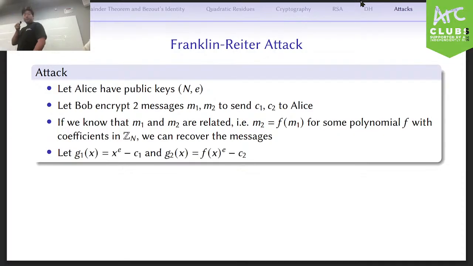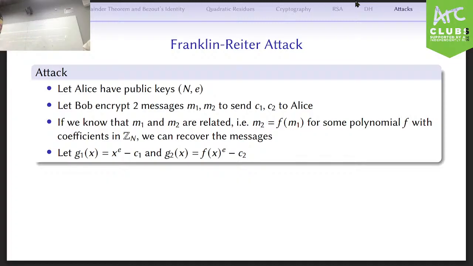Yep. So the way we're going to go about this attack is we're going to define 2 different polynomials. G1 is just x to the power of e minus C1. Right, e is the encryption key used, and C1 is the first ciphertext. And for our second polynomial, our second function G2, it's going to be f of x to the power of e minus C2.